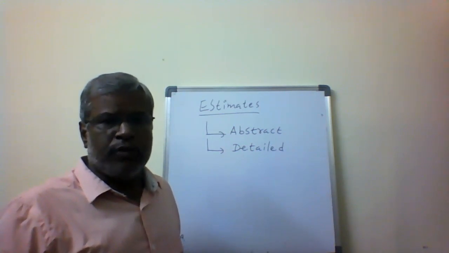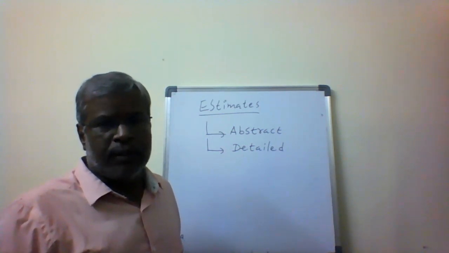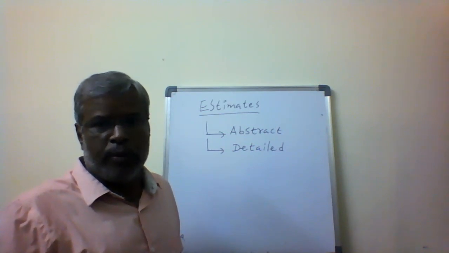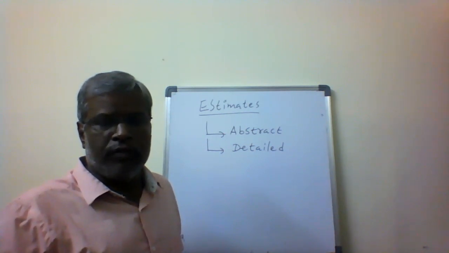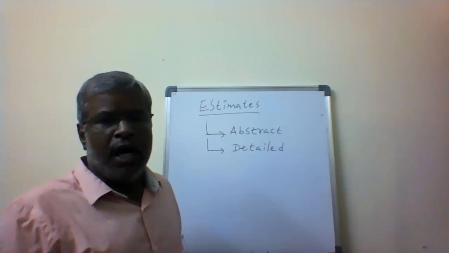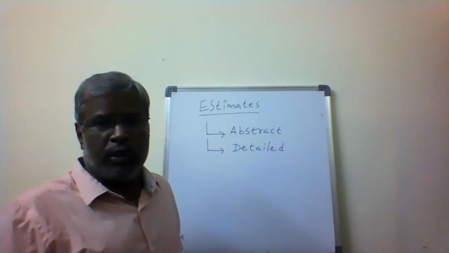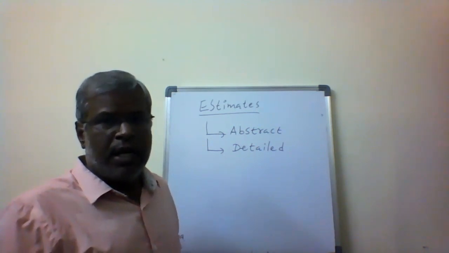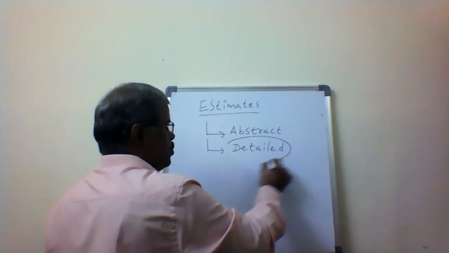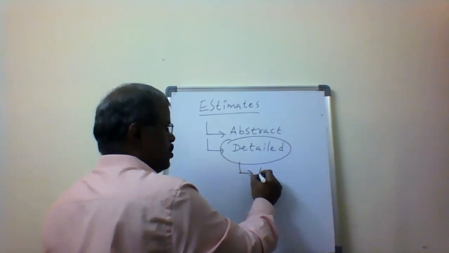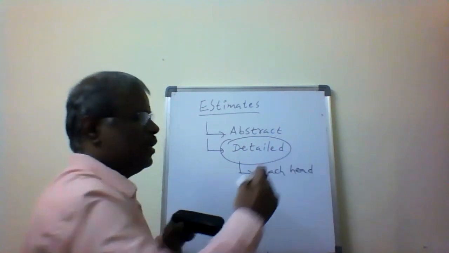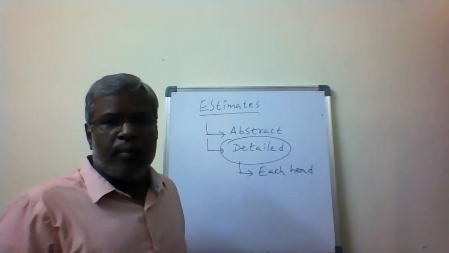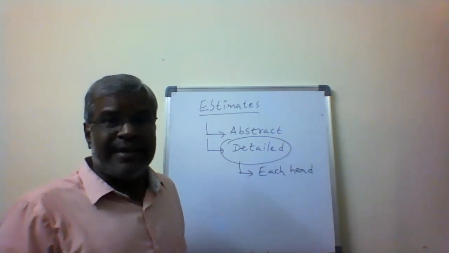Abstract means it is going to give the total cost of the project. If it is the quantity of the aggregate, how much quantity of the aggregate will be required, then that abstract is going to be called the total cost of the project that we are going to give in the estimate. Detailed means each head of the materials that we are going to be using.